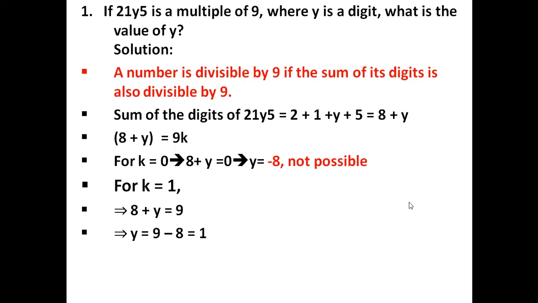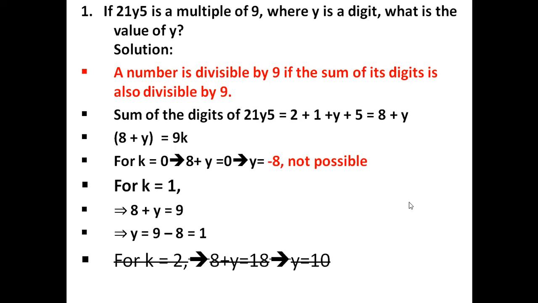Next we are going to take k equal to 1. So k equal to 1 means 9 into 1 is 9. So 8 plus y is equal to 9, so y is equal to 9 minus 8. We are taking 8 to the other side of the equal sign, so 9 minus 8 equals 1.